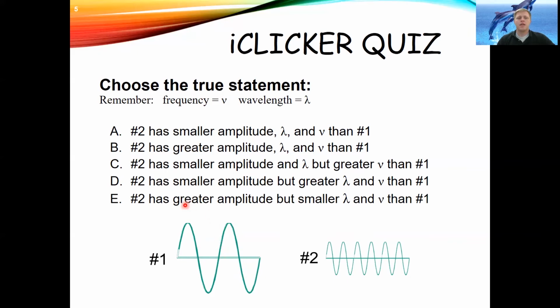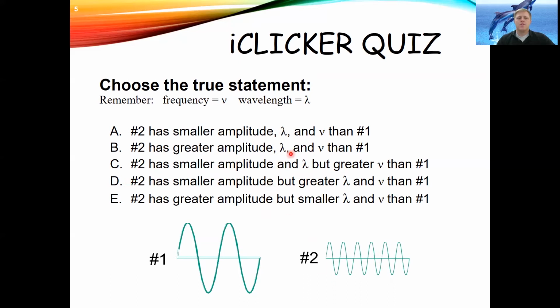All right, so we know that number 1 has a greater amplitude than number 2. So number 2 having a smaller amplitude is true. So A, C and D all fit that, but now we've eliminated B and E. We know that the wavelength on number 1 is longer than the wavelength on number 2. So number 2 has a smaller amplitude and wavelength, that fits. Number 2 has a smaller amplitude but greater wavelength. Well, that doesn't fit, so we can eliminate D.